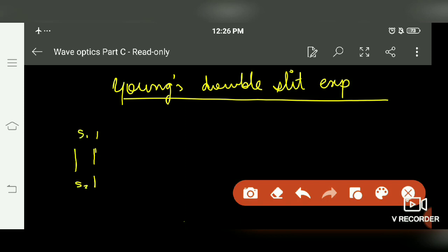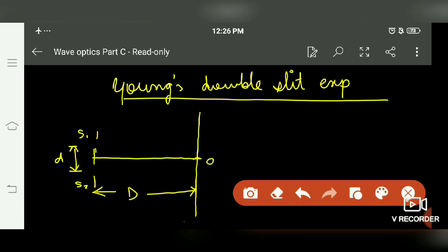Both are separated from each other with a distance of d. Let this be the screen on which the interference is to be produced. This screen is at a distance of capital D from the slits. This is the center point O of the screen where a central maxima will be formed, because the rays approaching from S1 to O and S2 to O cover the same path, and the path difference between them is 0. If the path difference is 0, the phase difference is also 0. In that case, they will form constructive interference.